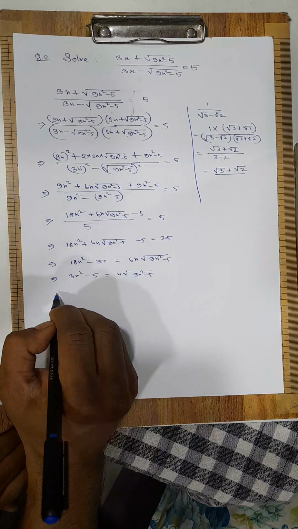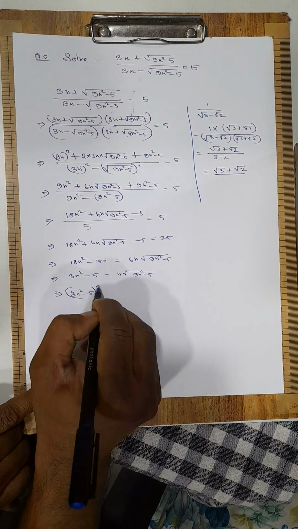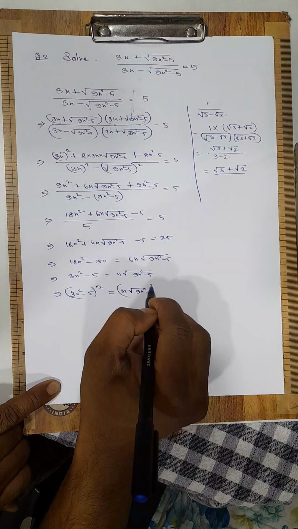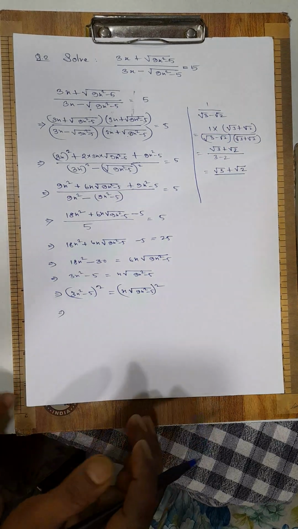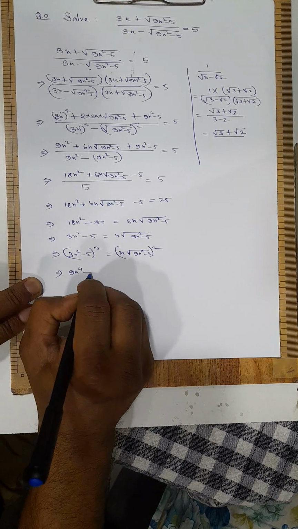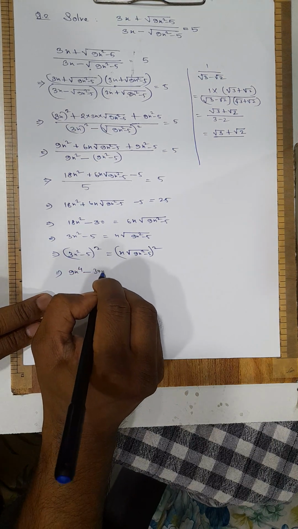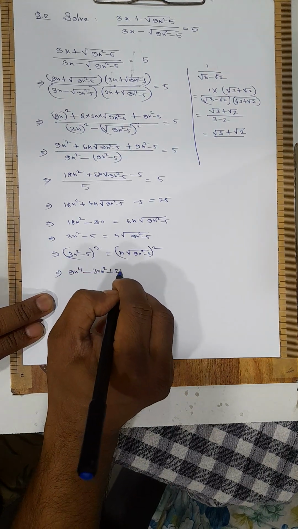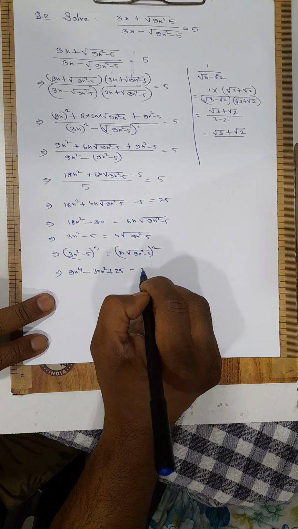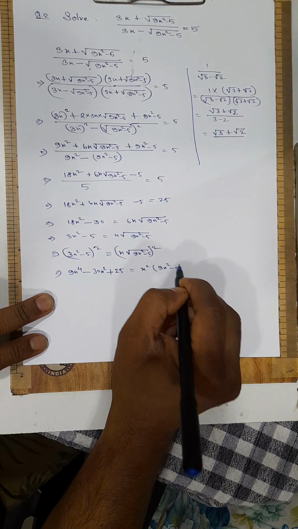Now let us square both sides. If you square both sides, (3x² − 5)² = (x × √(9x² − 5))². So it becomes, by (a − b)², 9x⁴ minus twice ab, 2 × 3 is 6, 6 × 5 is 30, 30x², plus b² which is 25. On the right hand side it becomes x² × (9x² − 5), right?